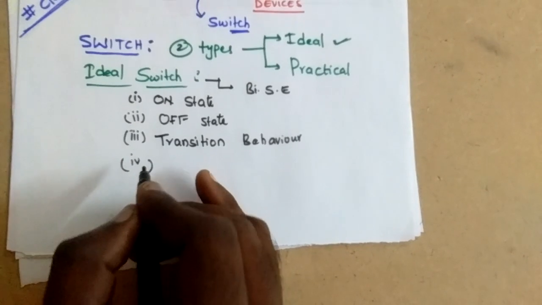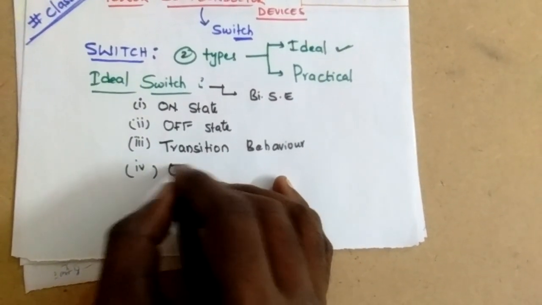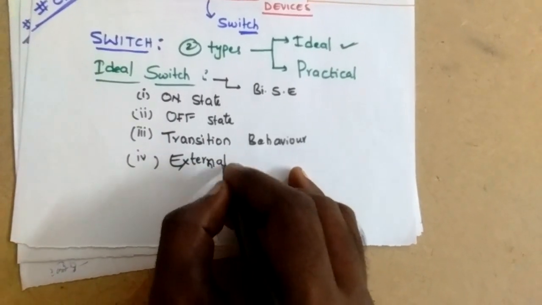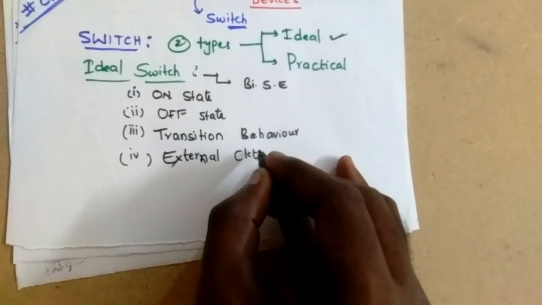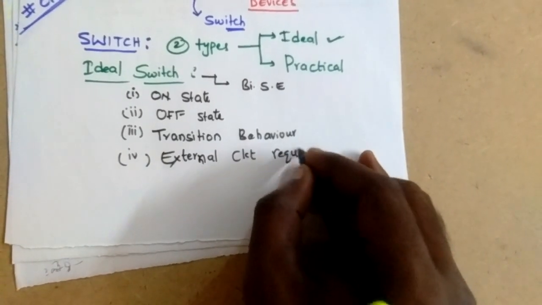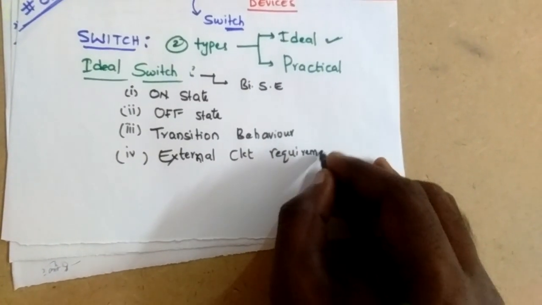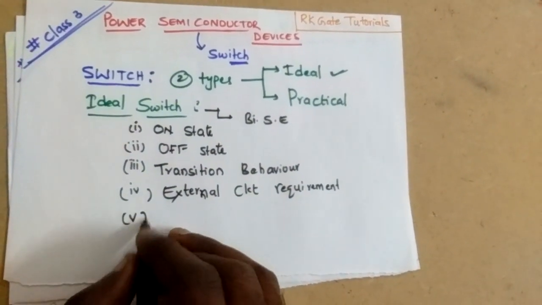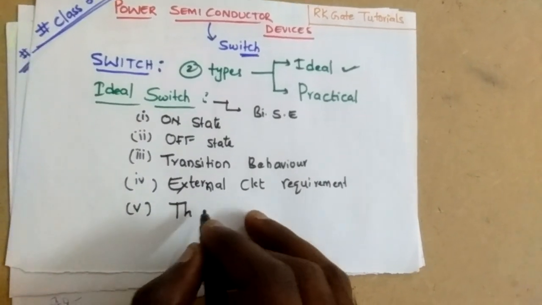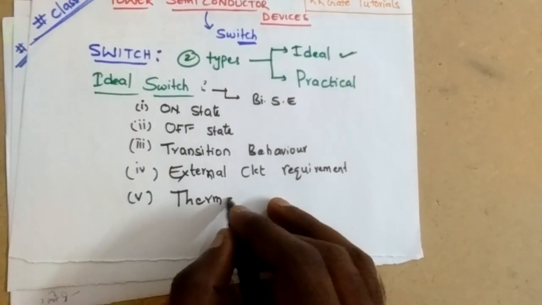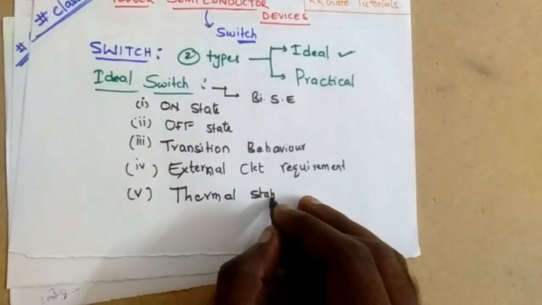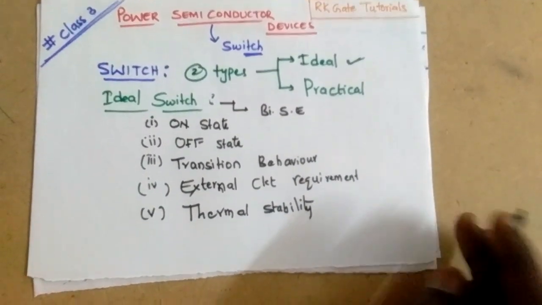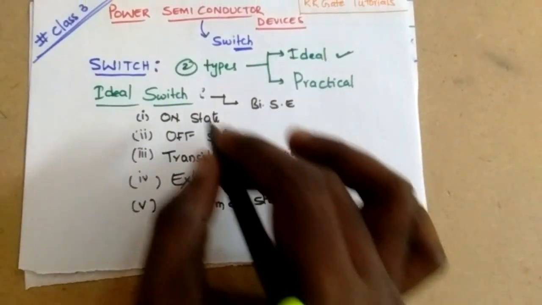Fourth one is external circuit requirement. And finally, fifth one is thermal stability. So let us talk about all these parameters with respect to the ideal switch now.